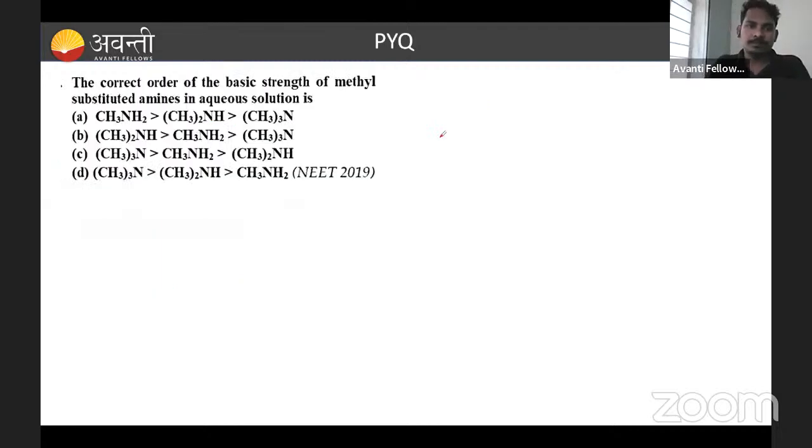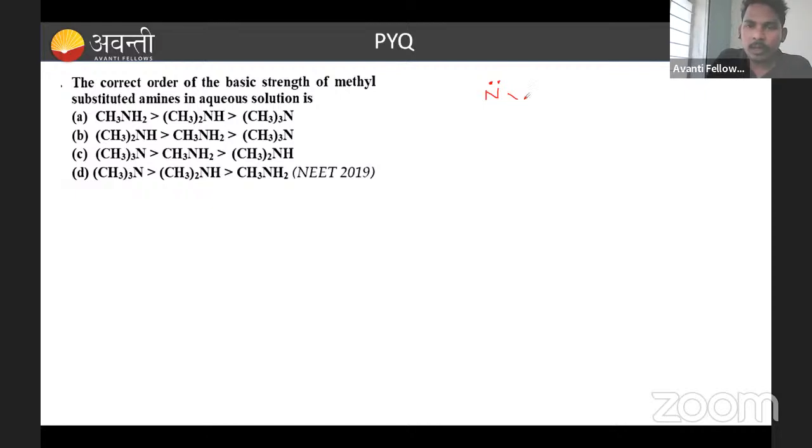So this one. The question is, the correct order of basic strength of the methyl substituted amines is in aqueous medium. You have to find out its strength in aqueous medium. How do we find out the basicity of the amines? Basicity is the tendency to donate electrons.